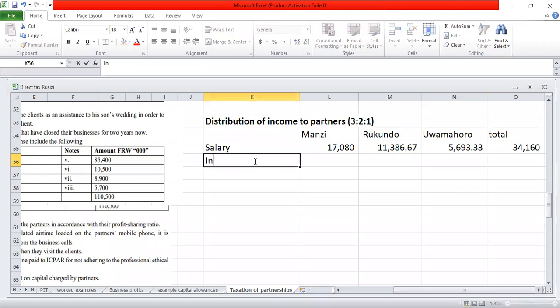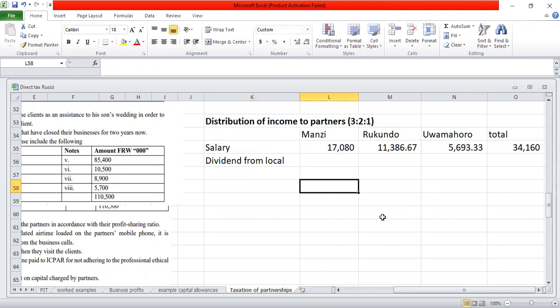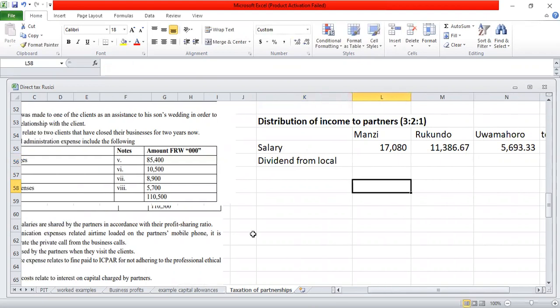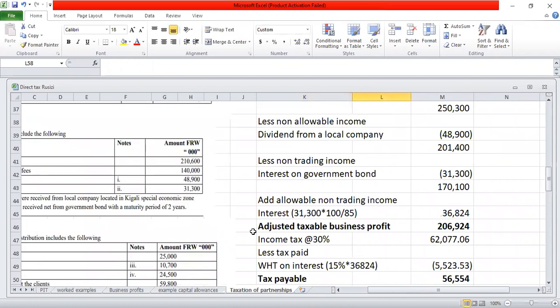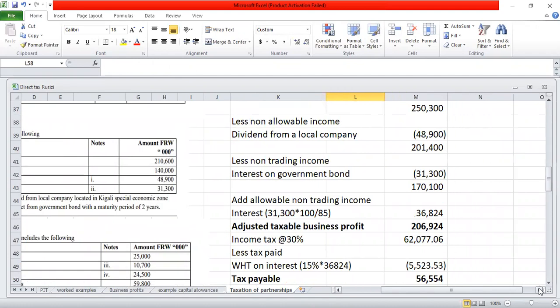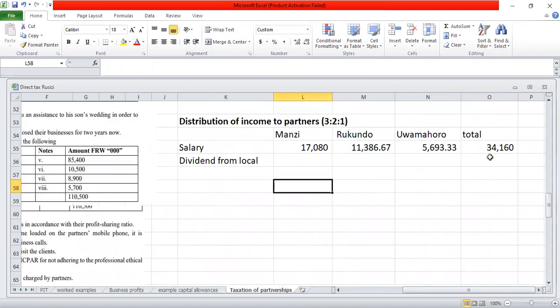Another distribution is the interest on capital. Interest, if I can first get their dividend. Dividend from local company. The total dividend from local company is, take note number 1, it is 48,900. I'm using the same ratio.